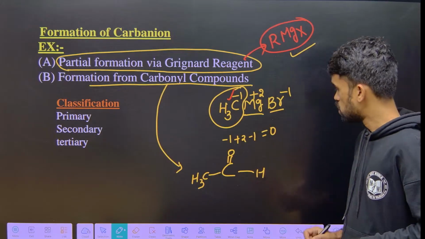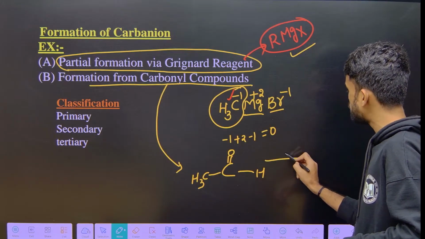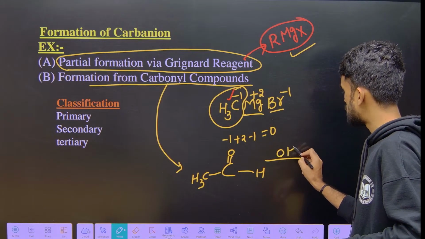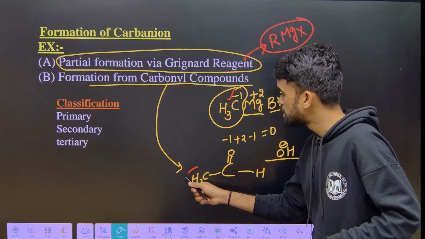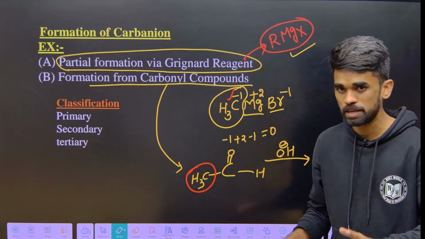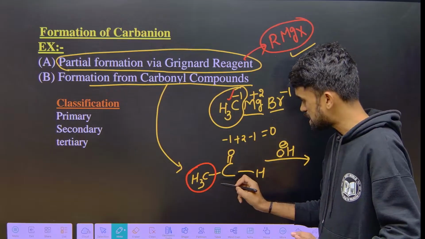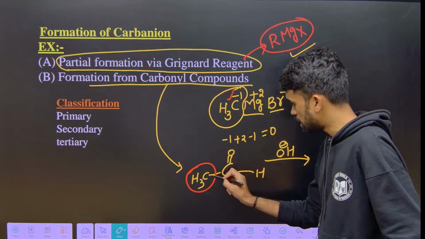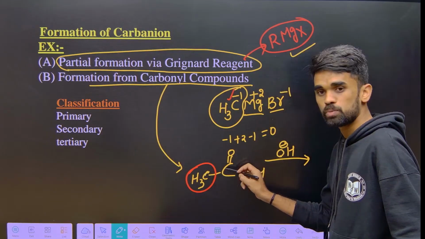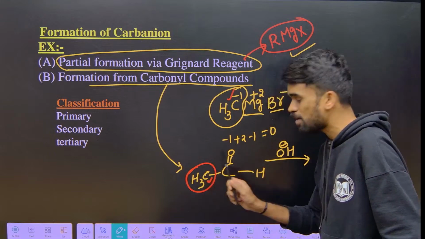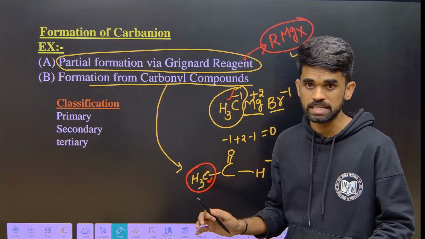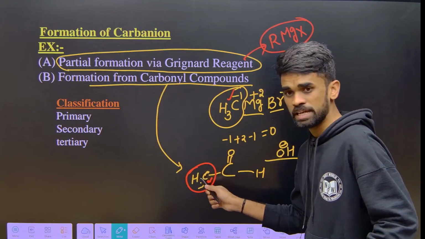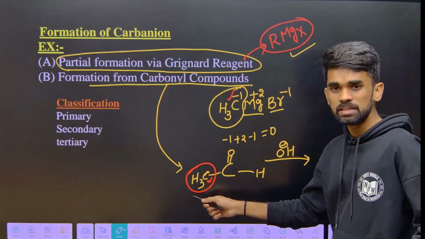Now when I treat this with some base, what this base will do is abstract a proton from this position. Why this position, I will explain later. For now just remember a point: this is the carbonyl group, and the adjacent carbon is called the alpha carbon. These alpha carbon hydrogens are highly acidic. If they are acidic, the base will take that proton.